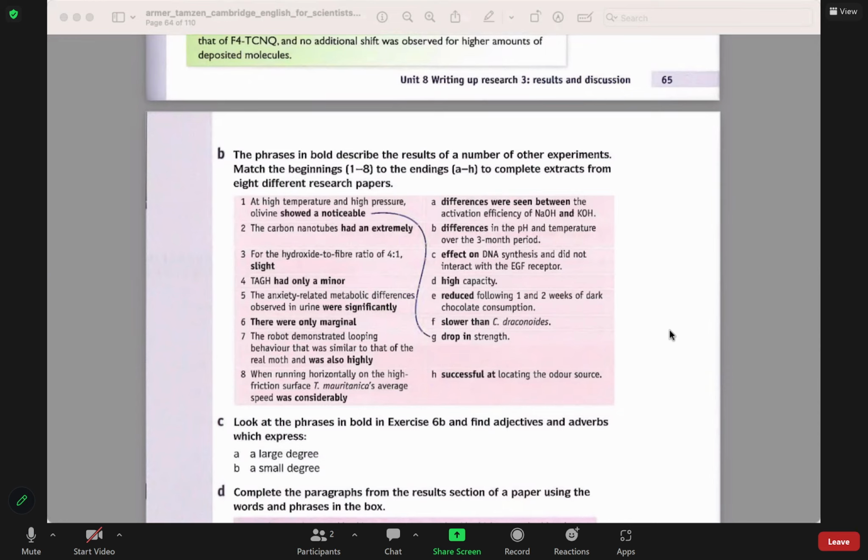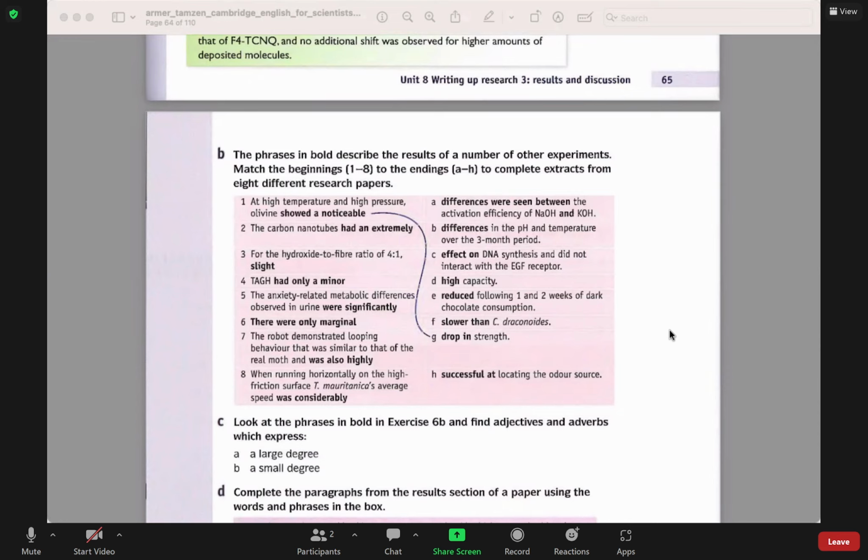Yes, right, extremely. Highly. Considerably. Yes, considerably means significantly. And what about noticeable? Where should we divide it? Into the first group or second? Into the first, okay, right.